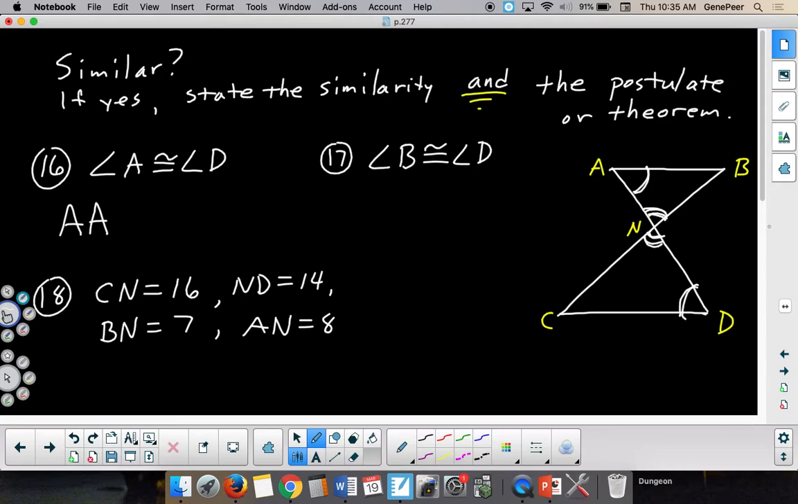Now, the instructions also asked you to state the similarity. What in the world does that mean? Stating the similarity means to write it out as triangle. Let's call the first one ABN.